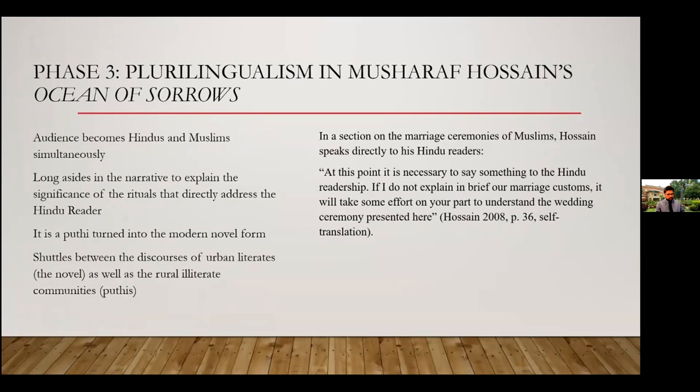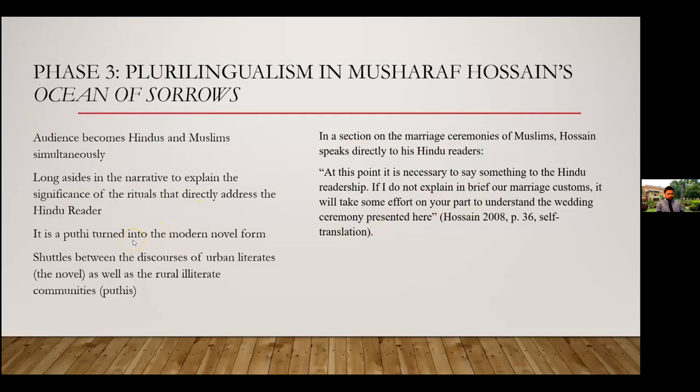So the audience for this is simultaneously Hindus and Muslims. And you can see that happening, in that alongside the narrative itself, there are long asides to the Hindu reader. As you can see on the right, the writer explicitly says, at this point it is necessary to say something to the Hindu readership, that if I do not briefly explain our marriage system, so the Muslim marriage system, it will take some effort on your part, Hindus, to understand the wedding ceremony presented here.